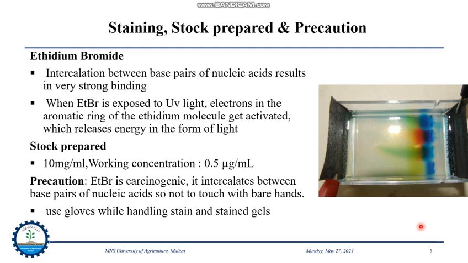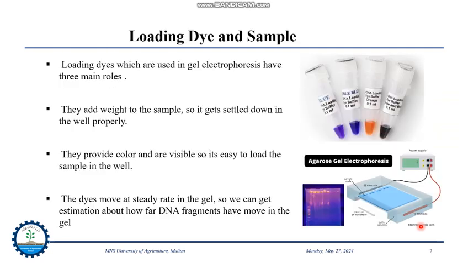Precaution: ethidium bromide is carcinogenic, so we follow the lab SOPs and use PPE to protect ourselves and the environment where we are working. So we use different SOPs. Here we use gloves while handling the stain and stained gels. So the next, loading dye and samples.